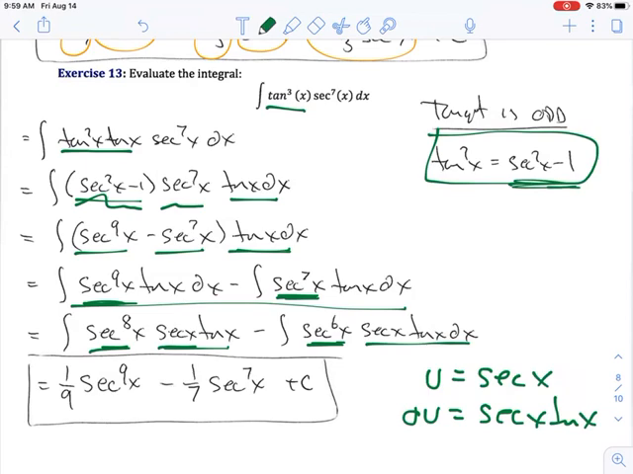And now we can use our U-substitution. So secant to the 8th becomes secant to the 9th times 1 over 9. Secant to the 6th becomes secant to the 7th times 1 over 7. Boom.